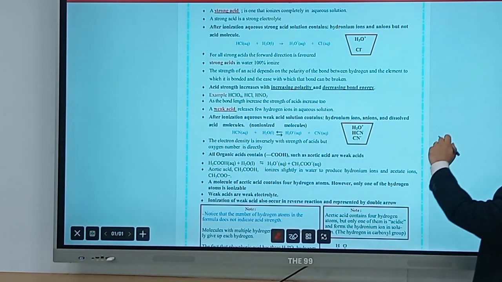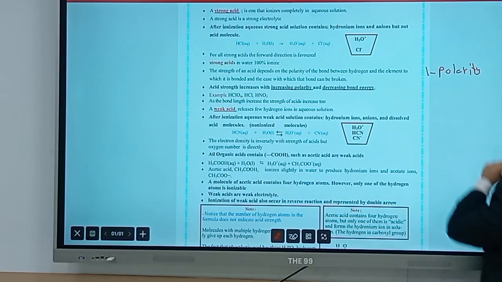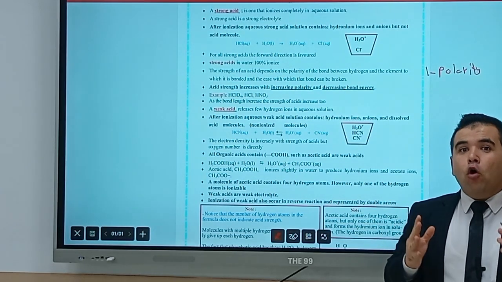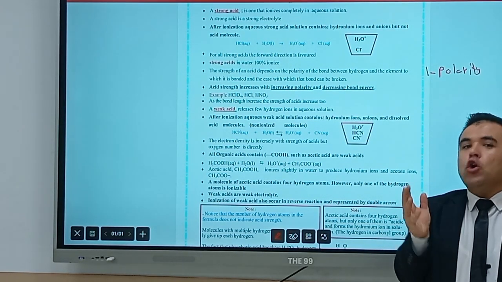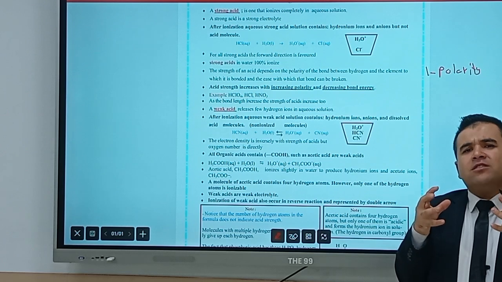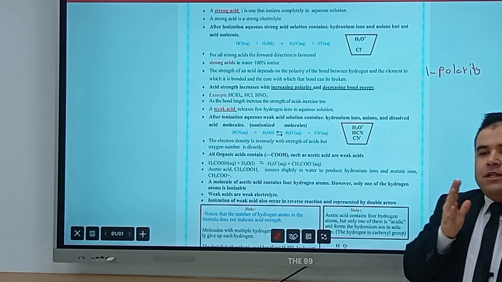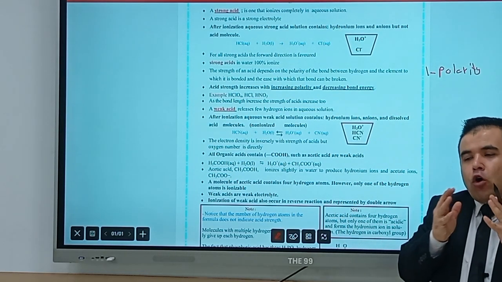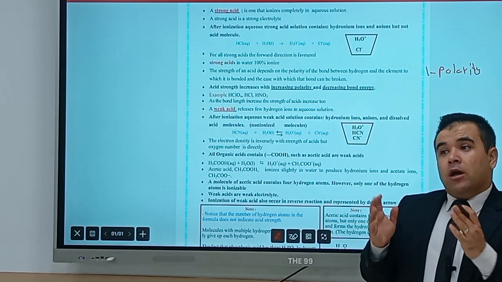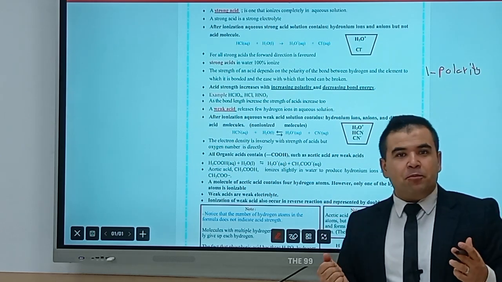Guys, the first factor the strength of an acid depends on is polarity. By polarity, we mean the polarity of the bond between the hydrogen and the oxygen. Polarity refers to the attraction of two atoms to each other. If the electronegativity difference between those two atoms is between 0 and 0.3, we get a nonpolar bond. If it's between 0.3 and 1.7, it becomes a polar molecular bond. If it's above 1.7, it becomes ionic, which is a highly polar bond.